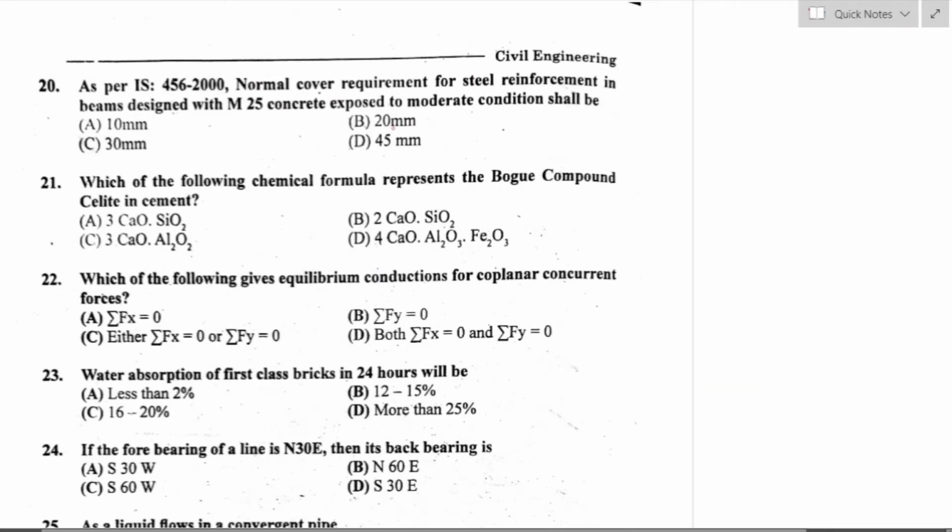Question number 20. As per IS 456-2000, the nominal cover requirement for steel reinforcement in beams designed with M25 grade concrete exposed to moderate condition shall be. In the following figure you can observe the minimum grade of the concrete and the nominal cover requirement based on different exposure conditions. So the minimum cover requirement will be 30 mm. Option C is the right answer.